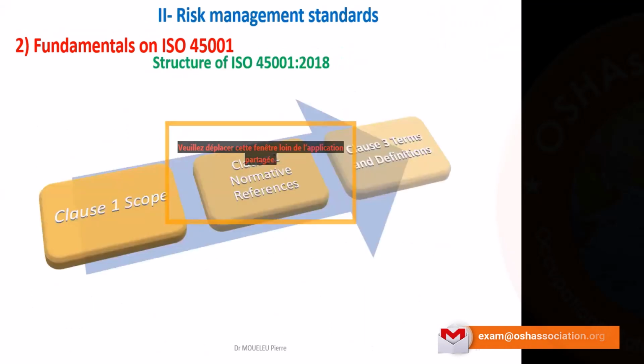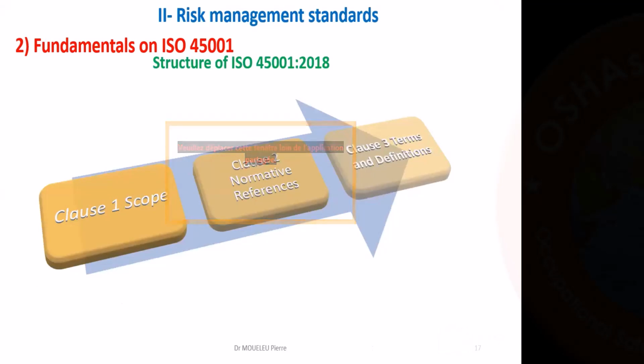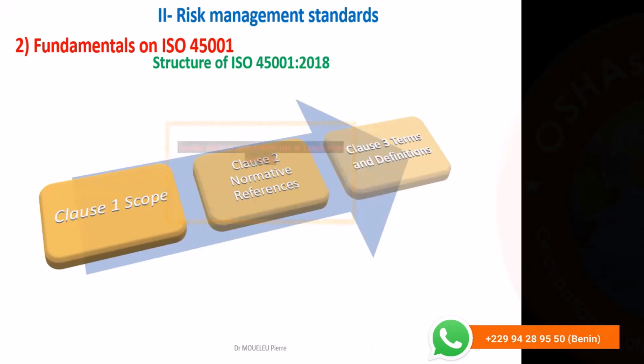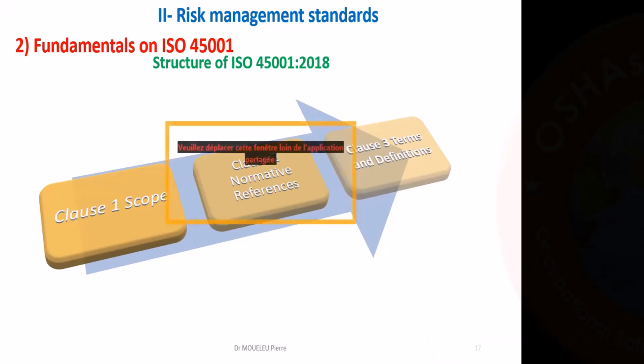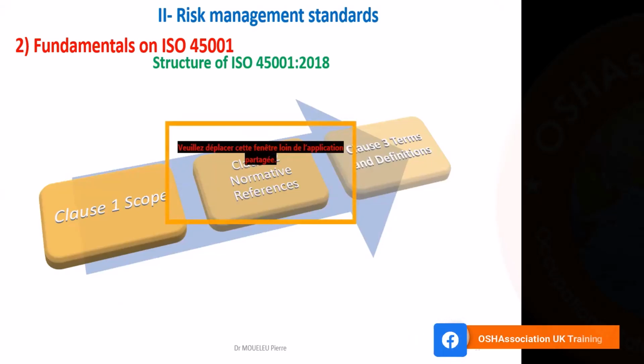And I would like us to be able to go through the standard. As I said, it's a standard made of 10 clauses. The first clause is the scope. The scope, we will talk about the scope of that standard, where it is applied. The second one is the normative references. So it is about different standards that you are supposed to read and understand before going through this one.